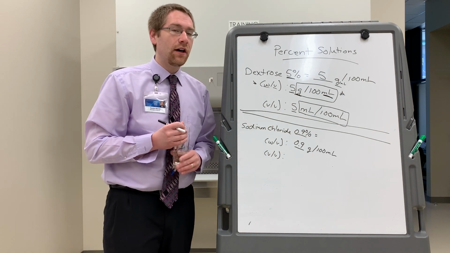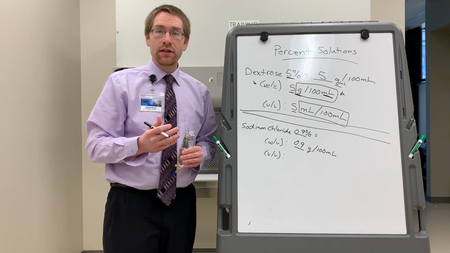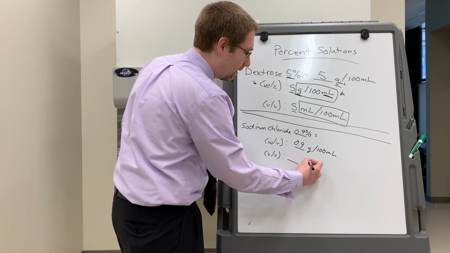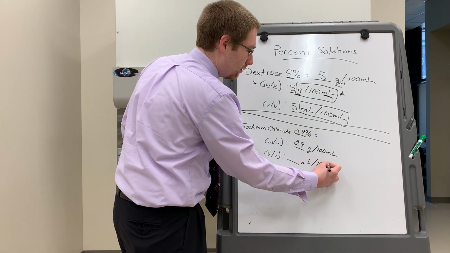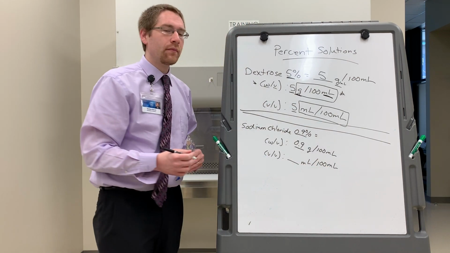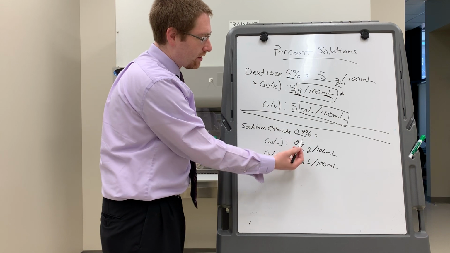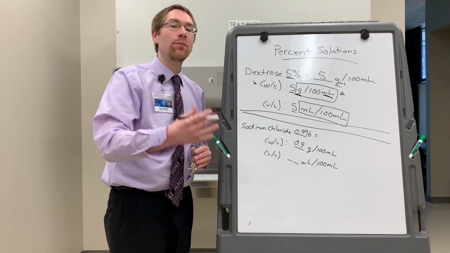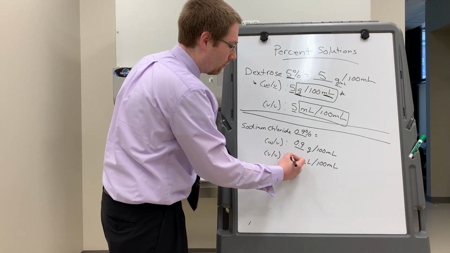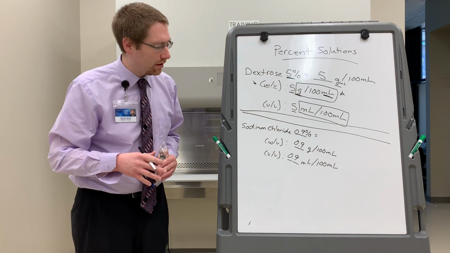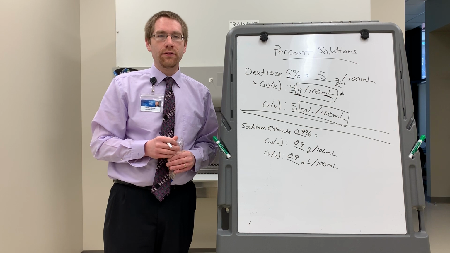Looking at the volume to volume strength, if we were looking for that particular calculation, the exact same concept applies. It's however many mLs per 100 mLs. And when I say whatever many, what I mean by that blank space is, once again, the number of the percent solution we're working with. So in this case, that would be 0.9 mLs per 100 mLs.